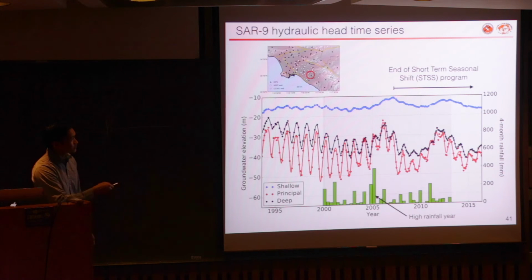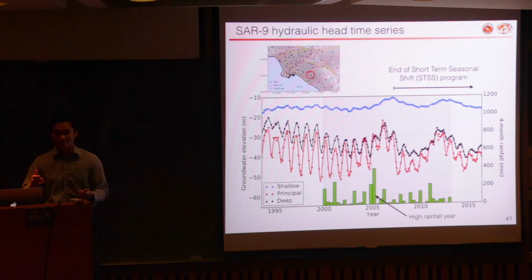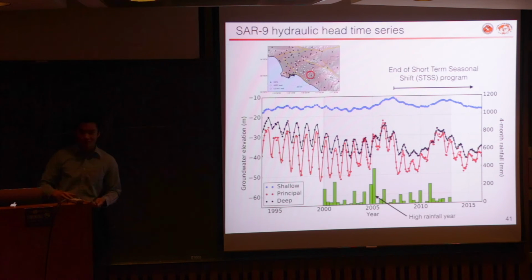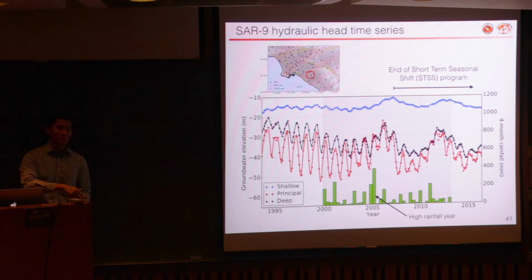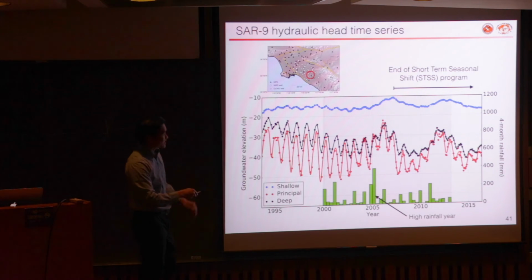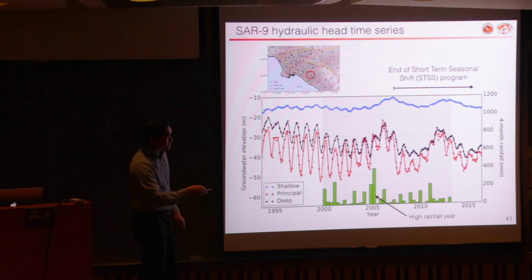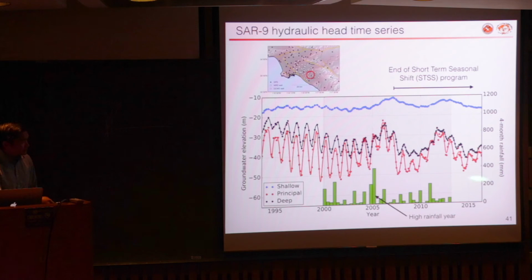In 2008, the Orange County folks told us, is when they stopped this program that was called the short-term seasonal shift, where all the districts around Southern California were told to pump only in the summer months and no pumping at all in the winter months. When that program was active, we had this nice regular up and down oscillation. But when it was stopped, the amplitude changed quite remarkably. The amplitude decreased right after 2008.